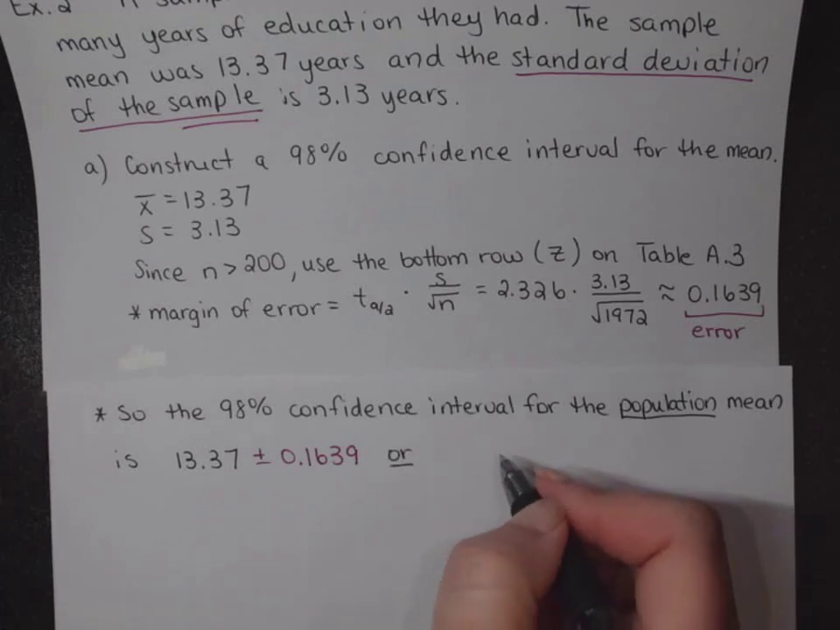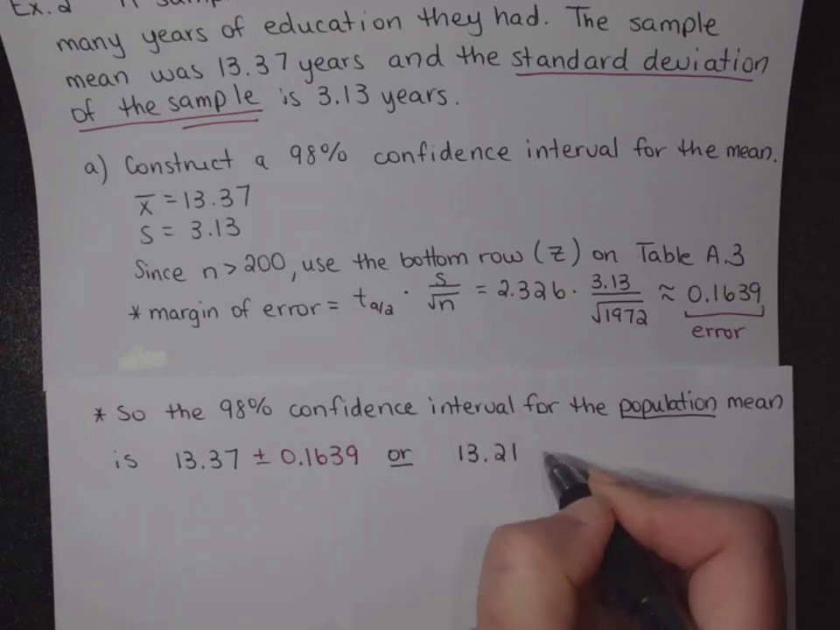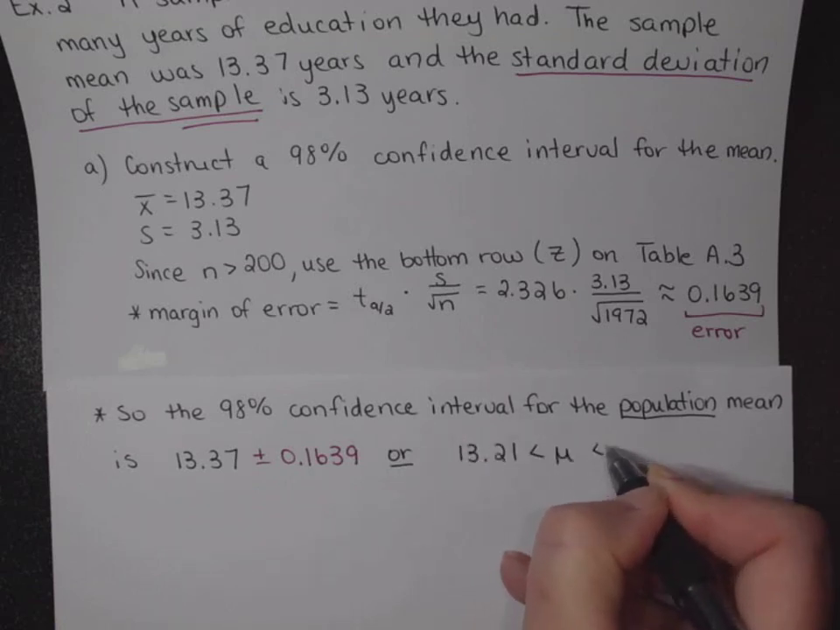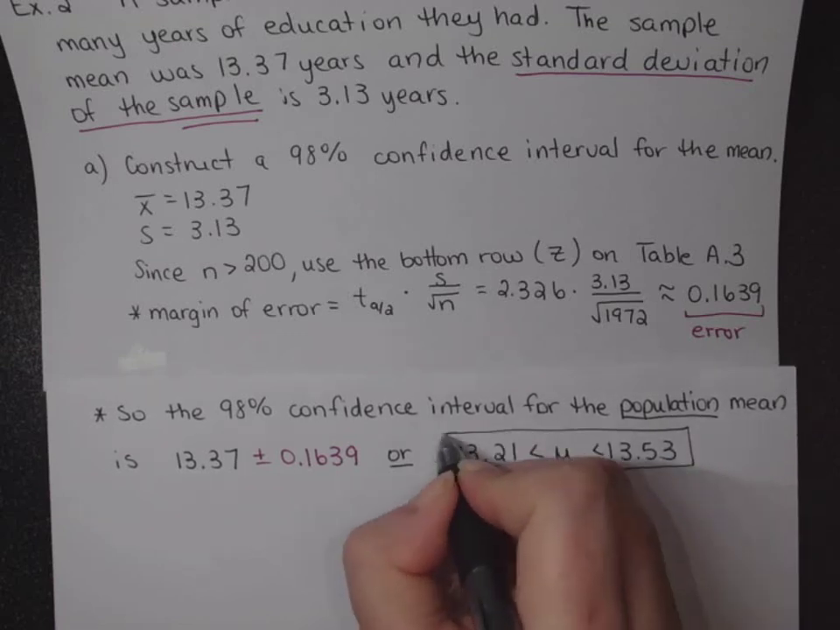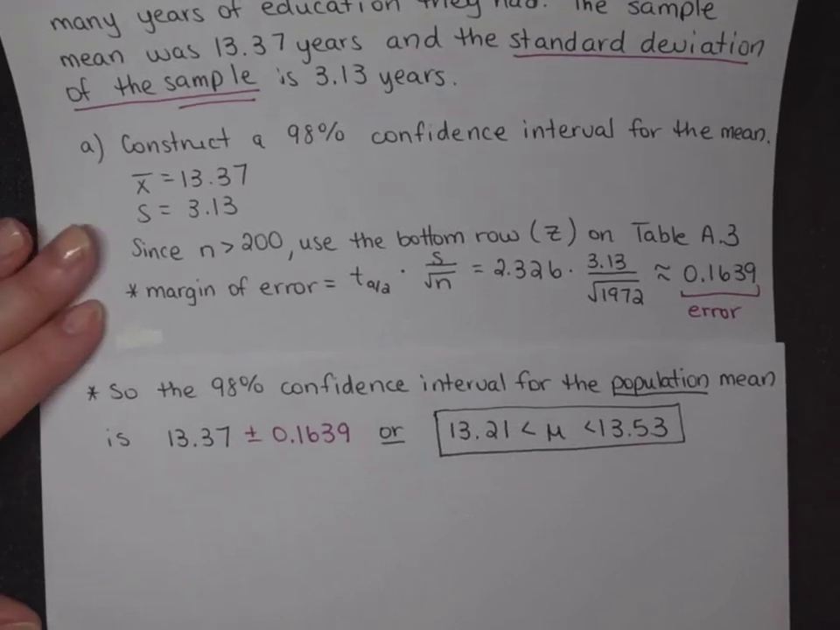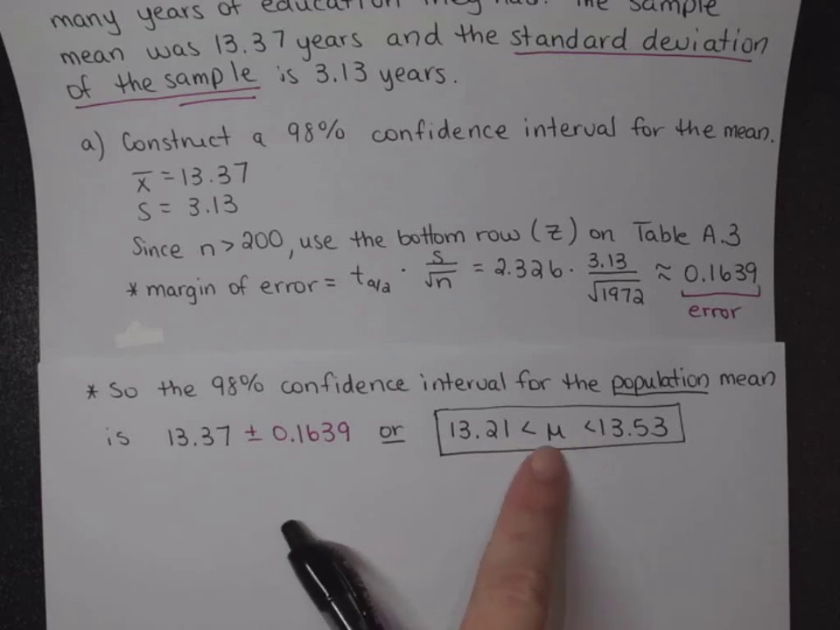But usually I'll want you to write that as an interval, and so will Math Connect. So it looks like that's anywhere between 13.21 and 13.53. Notice this interval is pretty tight. It's pretty small, and that's because the standard deviation is pretty small, honestly. So in our sample of 1,972 adults, they had 13.37 years of education. And if we want to make judgments about the whole population, it's going to be somewhere in between these with a 98% confidence level.